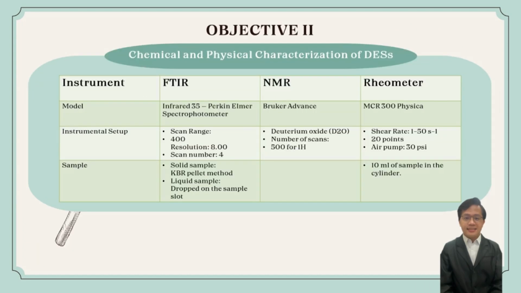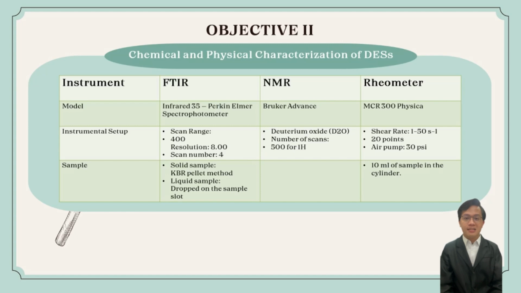Several analytical steps were used for the physical and chemical characterization of the DES in the study. FTIR spectroscopy was conducted using the PerkinElmer infrared spectrophotometer model, scanning wavelength from 400 to 600 nanometer with a resolution value of 4. Each spectrum was averaged over 4 scans.